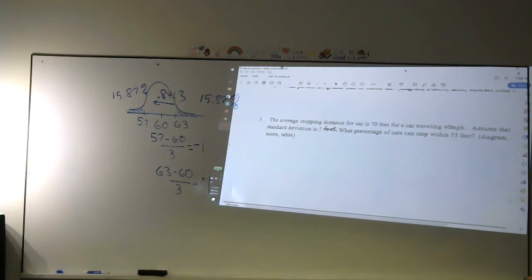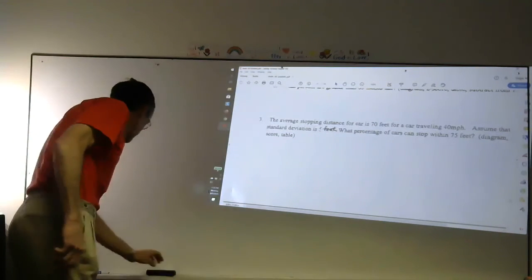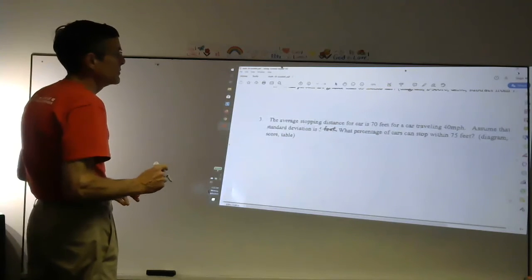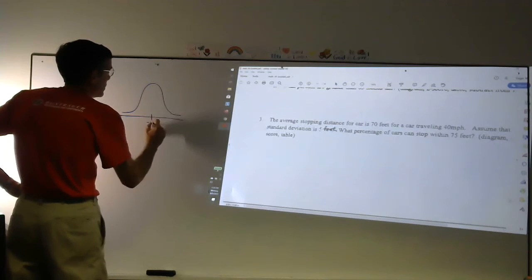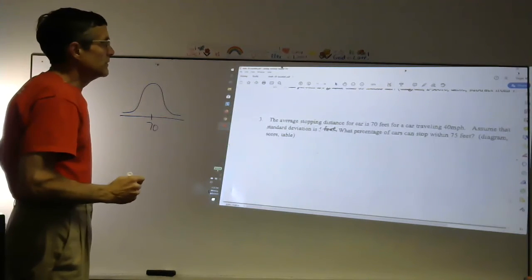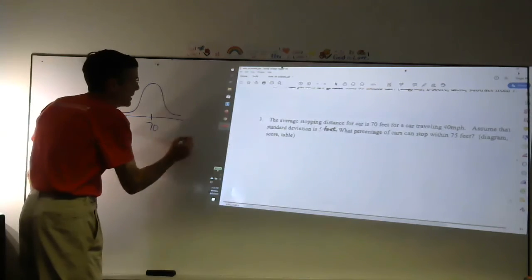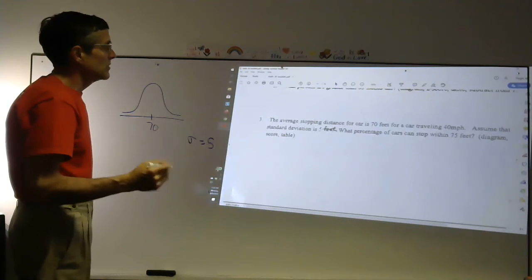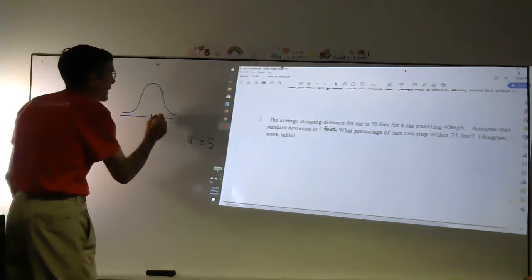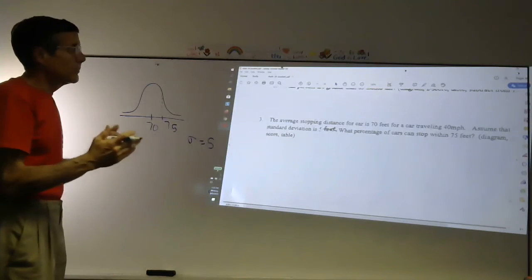The average stopping distance. All right, so let's erase. I just love statistics. The average stopping distance for a car is 70 feet. So I know, draw our picture. Here is 70. Traveling 40 miles per hour. Assume the standard deviation is 5 feet. What percentage of cars can stop within 75 feet? So 75 would be about here.